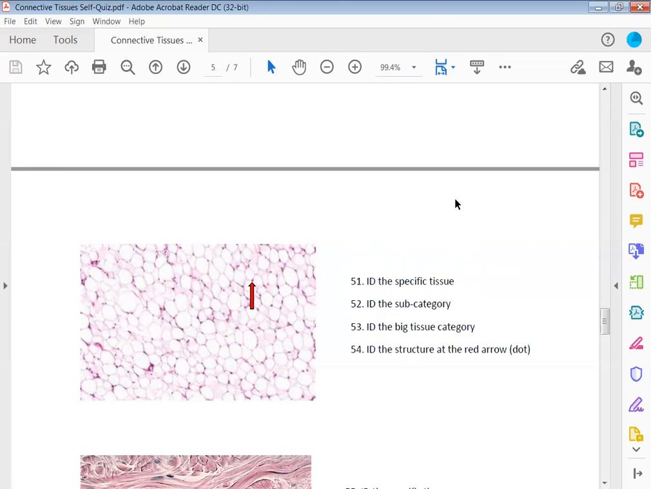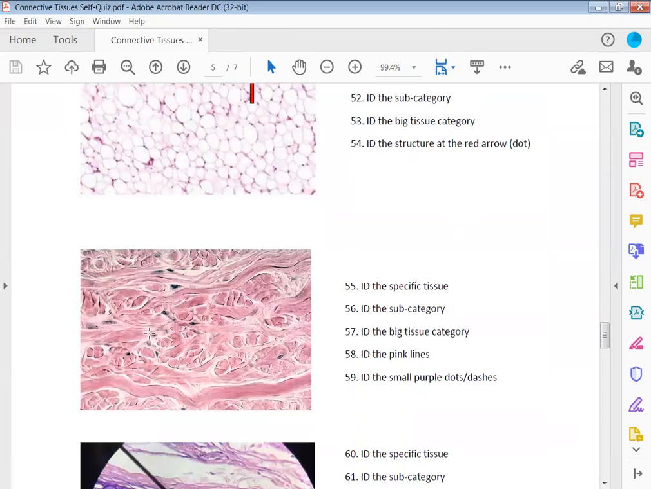52, identify the subcategory. The subcategory would be connective tissue proper. 53, identify the big tissue category. That would be connective tissue. Number 54, identify the structure at the red arrow. It's talking about that little dot right there. That would be your nucleus.